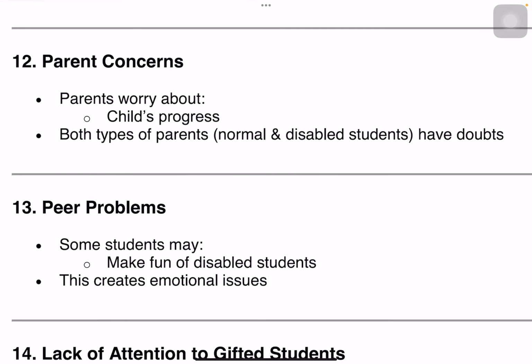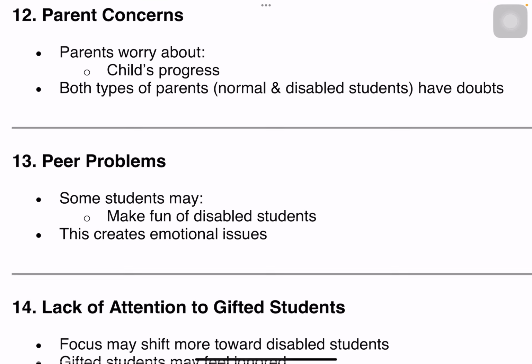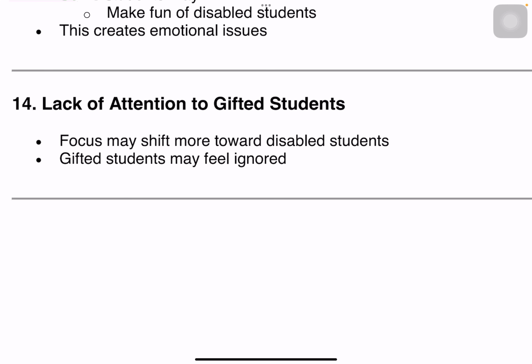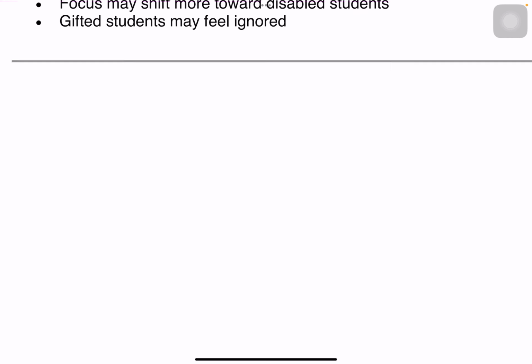Parent concerns. Parents worry about their child's progress. Both types of parents, of normal and disabled students, have doubts. Peer problem. Some students may make fun of disabled students. This creates emotional issues. Lack of attention to gifted students. Focus may shift more toward disabled students. Gifted students may feel ignored.